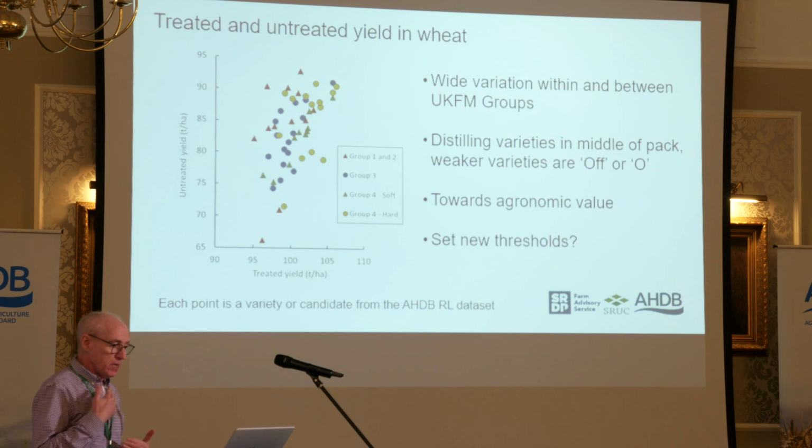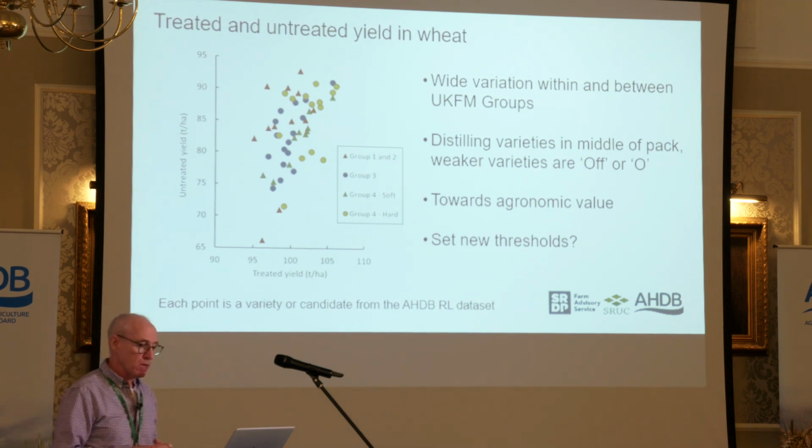And finally, just thinking back to Paul's presentation and where we might go in terms of agronomic value in the future. Where we want to be in this particular chart, so we've got treated yield at the bottom there, untreated yield on the left-hand side. We want to be to the right and then the upper portion of this particular table. So we don't want to have these weaker varieties that suddenly drop their yield in the untreated situation. And it's encouraging that lots of the newer varieties, including the soft ones, are moving upwards and to the right in this particular trend.